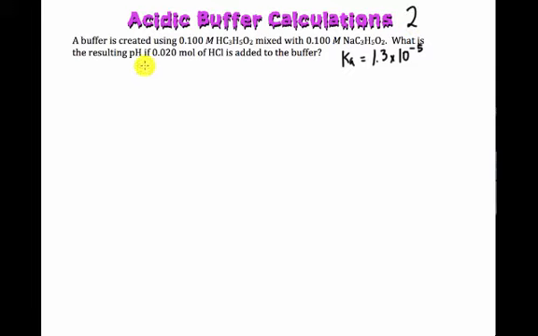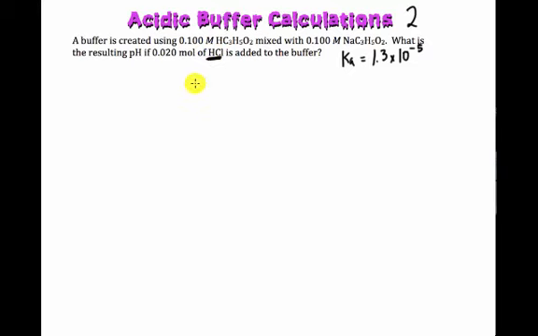Okay, so in this video I'm going to take that same acidic buffer that I used in that last calculation, in part 1. And what I'm going to do now is add HCl to it. I'm going to add some hydrochloric acid. We're going to see what happens to this buffer system as I add hydrochloric acid.